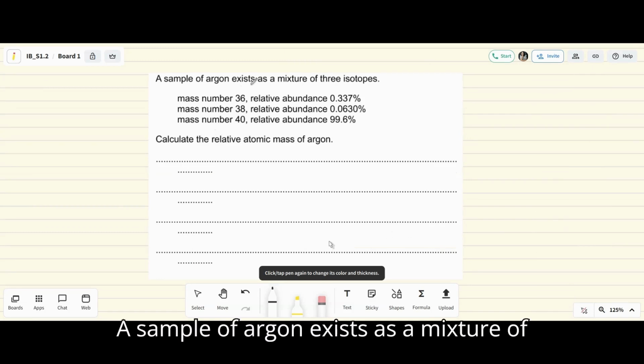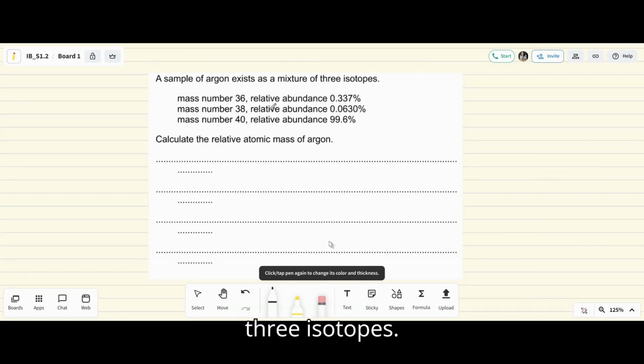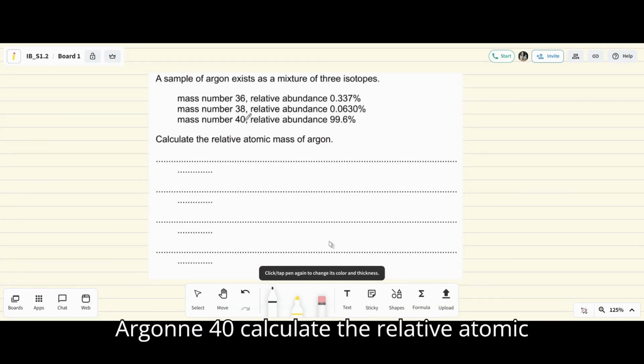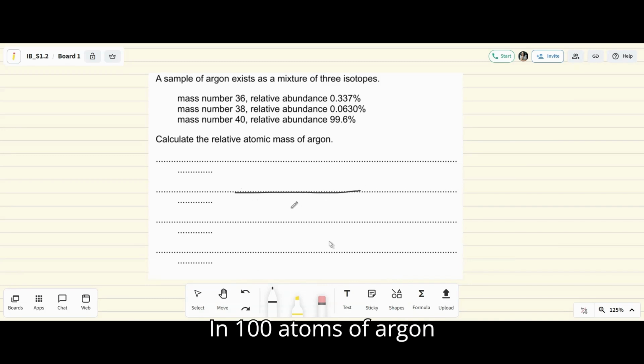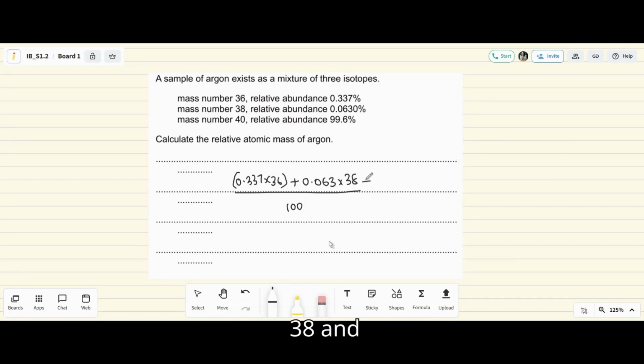A sample of argon exists as a mixture of three isotopes, mass numbers 36, 38, and 40. Calculate the relative atomic mass of argon given these percent abundances. In 100 atoms of argon, 0.337 have a mass of 36, 0.063 have a mass of 38, and 99.6 have a mass of 40.